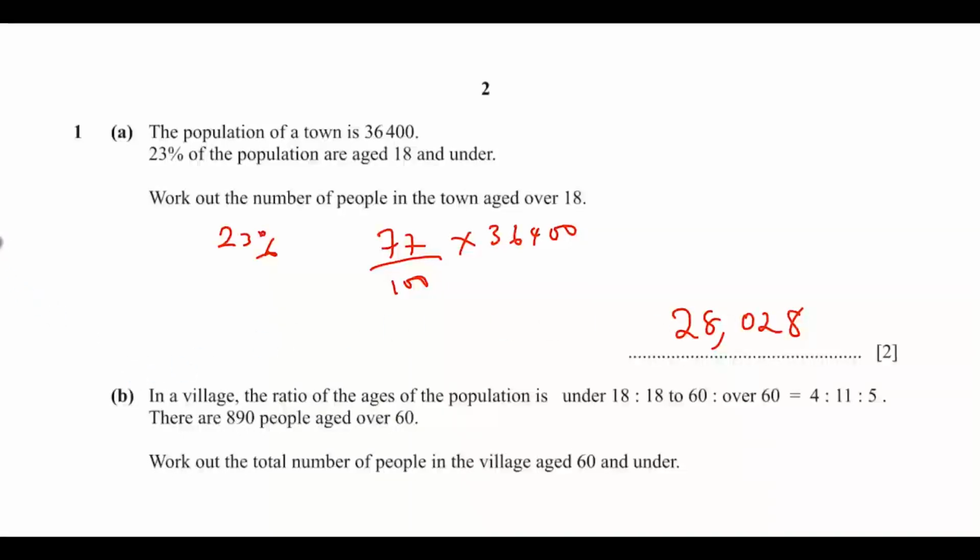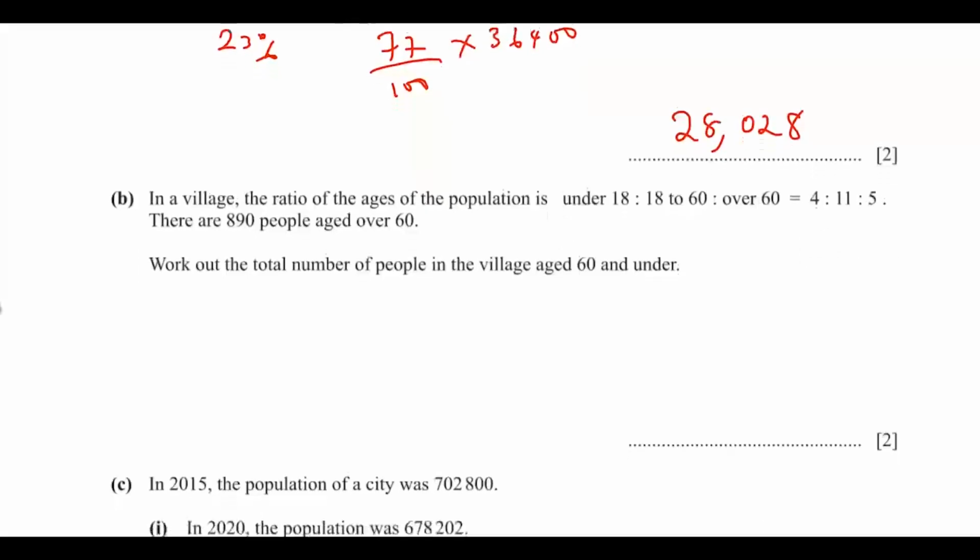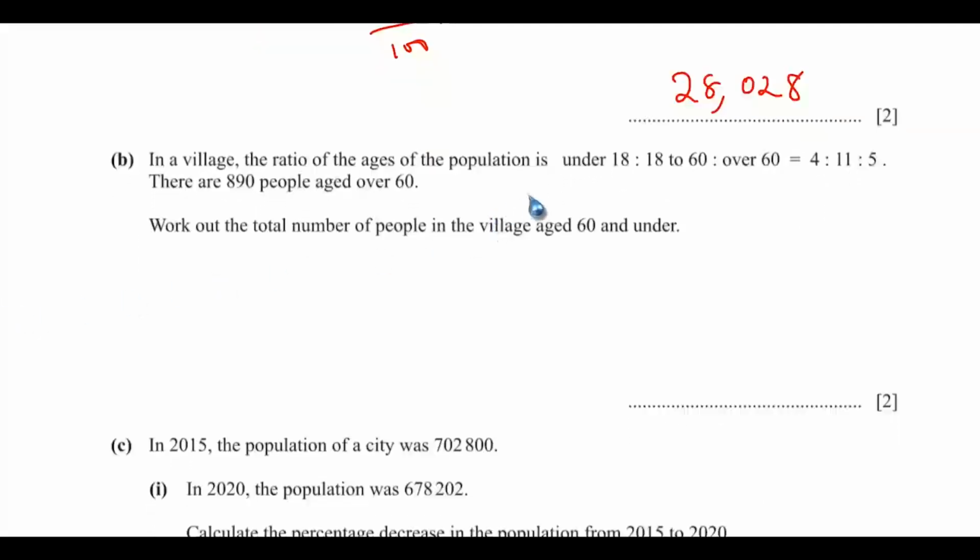Part B. In a village, the ratio of ages of the population, under 18 to 18 to 60 to over 60, is 4 to 11 to 5. There are 890 people aged over 60. Work out the total number of people in the village aged 60 and under.